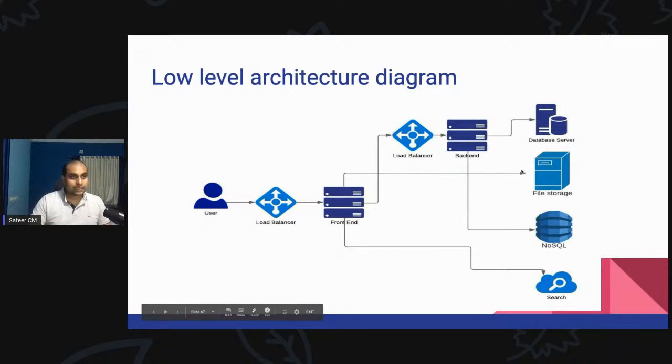And then of course there are static, let's say my profile picture. So the profile picture from front end, it directly goes to the file storage. So this is how you are looking at the low level architecture diagram.